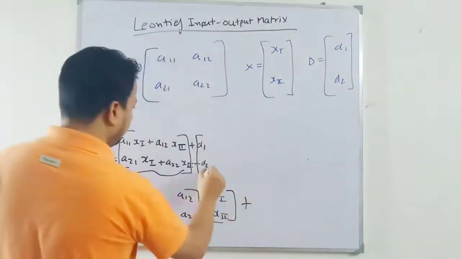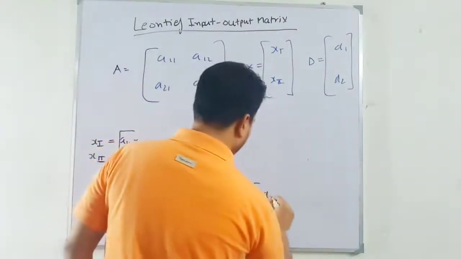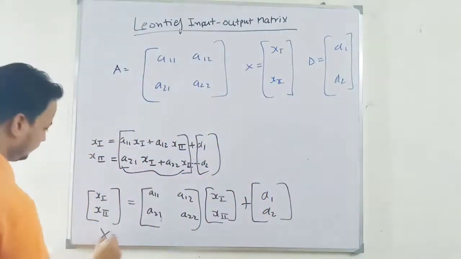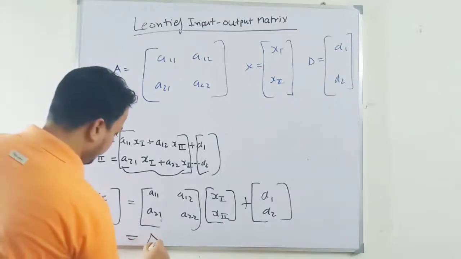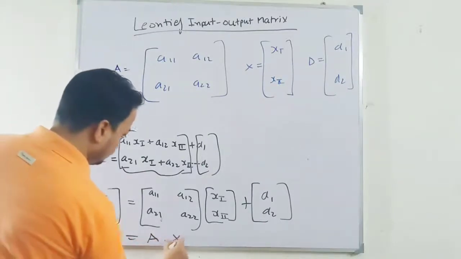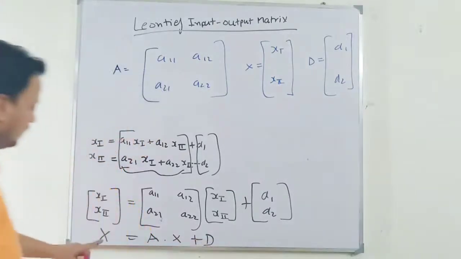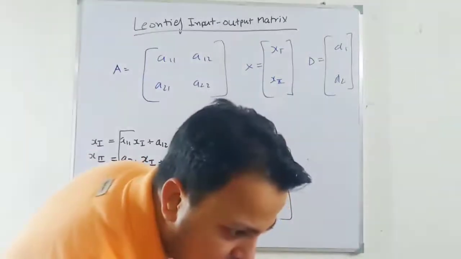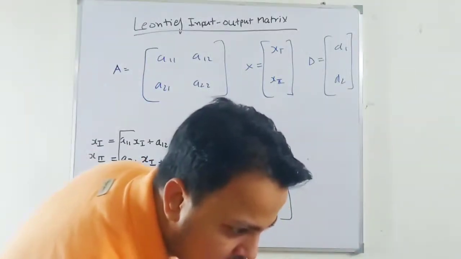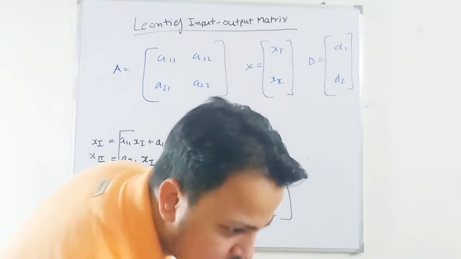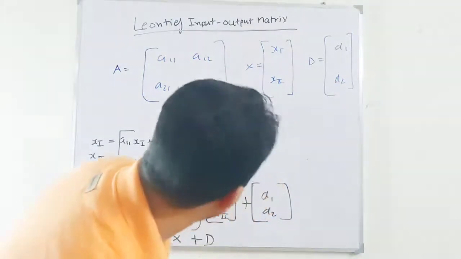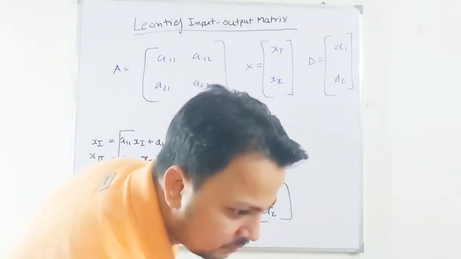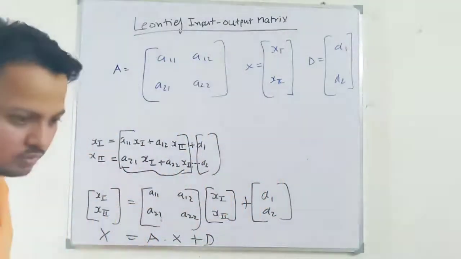And this one is external demand, I will write separately, D1 D2. So this is X equal, this is the A matrix into X plus D. So X is equal to AX plus D. From here, let me check. Okay, most of the part is correct.